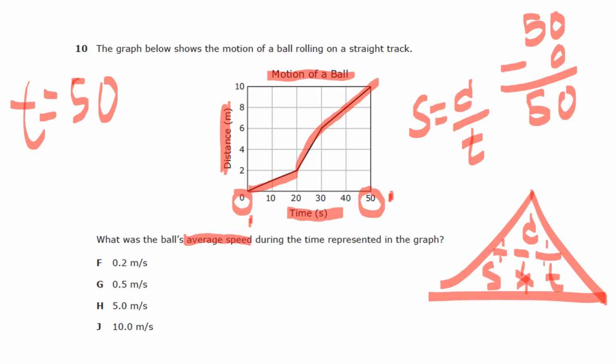Well, I'll use a different color. Distance starts at 0, and where does it end up? Well, it ends up at 10. So all you have to do is the same concept, 10 minus 0. So our distance ends up giving us d equals 10.